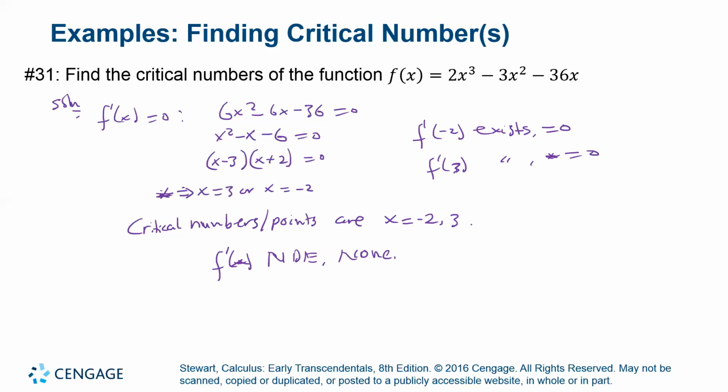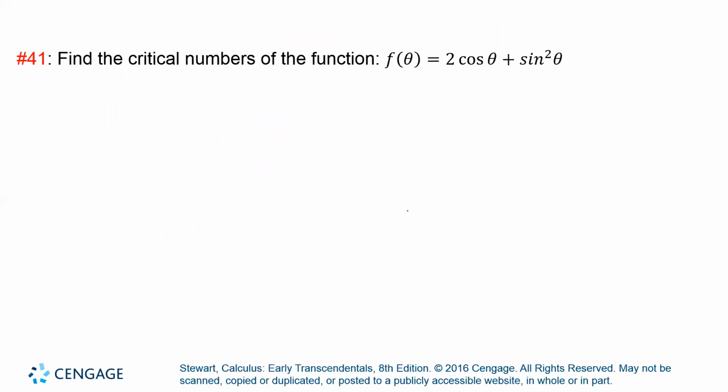Here's another example. I use a trig function. So we have f of theta equal to that. Now we want to find the critical numbers for this function. So first we want to find f prime of theta. In this case, it will be minus 2 sine theta.